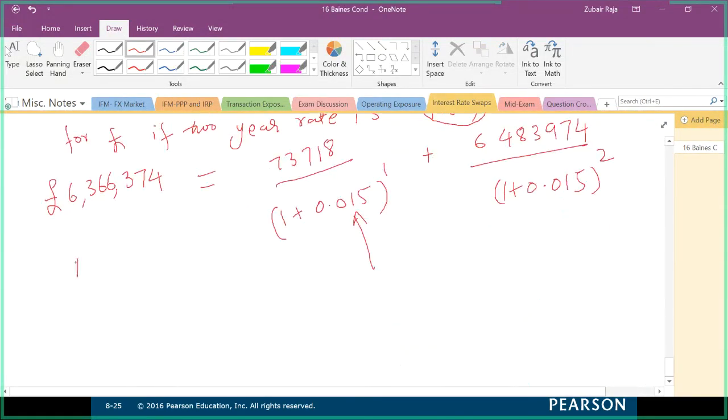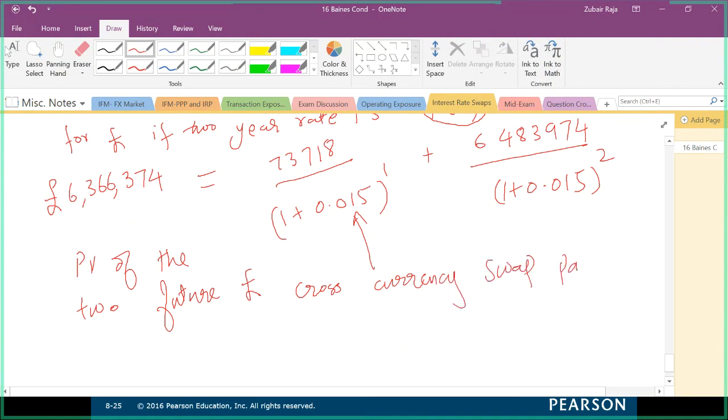Yes. So this is the present value of the two future pound interest payments. So you can say the swap payments. That's actually a better word because it's under the swap, right? Cross currency swap payments. Clear? Now, what about this one over here?